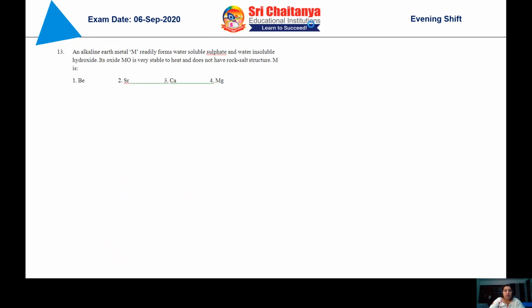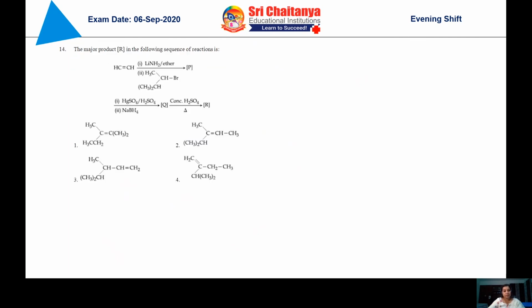Our next question is number 14. Let us see what it says. The major product R is being asked in the following sequence of reactions. Let me first solve what is being said. Acetylene moving to LiNH2 in ether. An acid-base reaction will take place. Yes, there could have been reaction on both sides. But if you see the number of carbons mentioned in the products, you will automatically get the hint that only one side is to be taken care of.